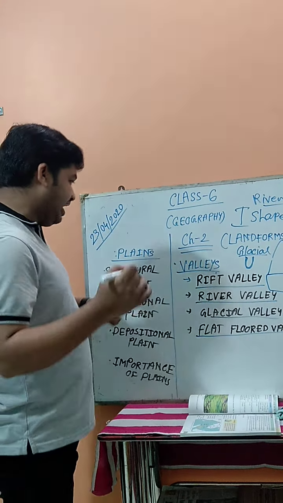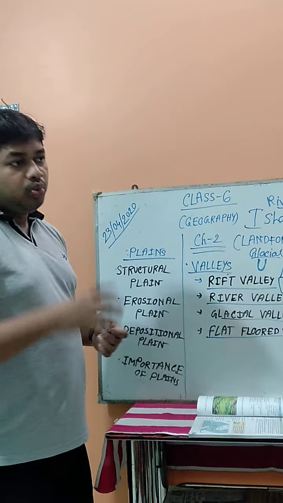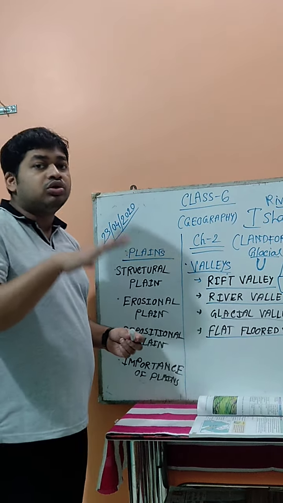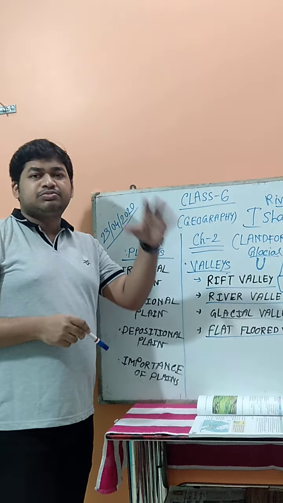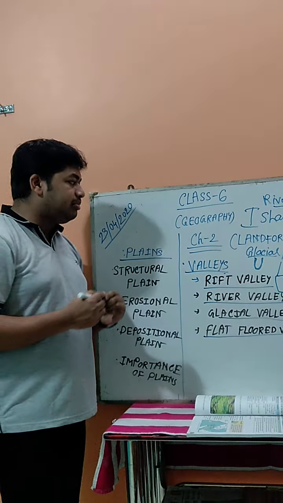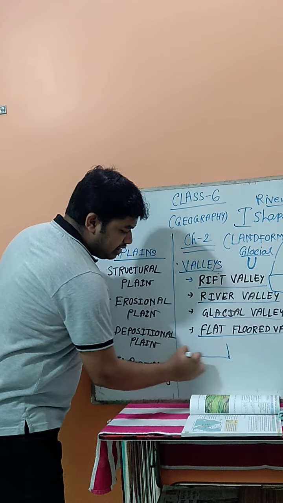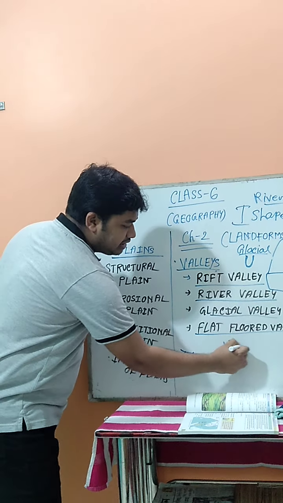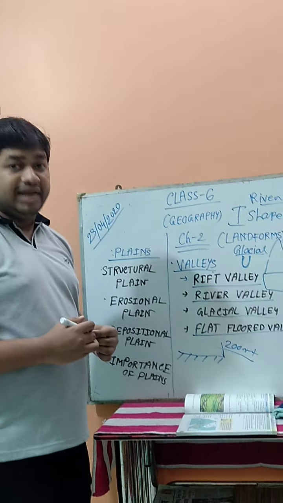Now let us go to the plain. Another landform is called the plain. What is a plain? When the land height is almost the same as sea level, or very little above it, up to 200 meters or below 200 meters from the sea level. Suppose here is the sea level. From the sea level, it is only 200 meters in height or below. This type of landform is known as a plain area.